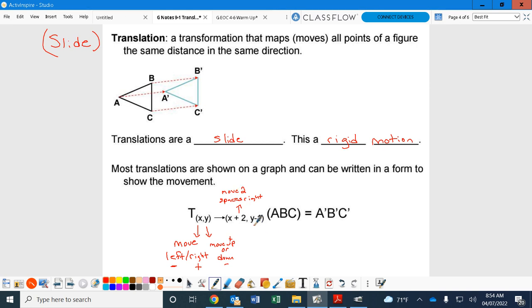Okay, since this says y minus 1, that minus 1 is going to tell you to move one place what? Down. One place down. So you're going to be moving each one of your points 2 spaces to the right and 1 down. Every point goes the same amount, guys. 2 to the right, 1 down.